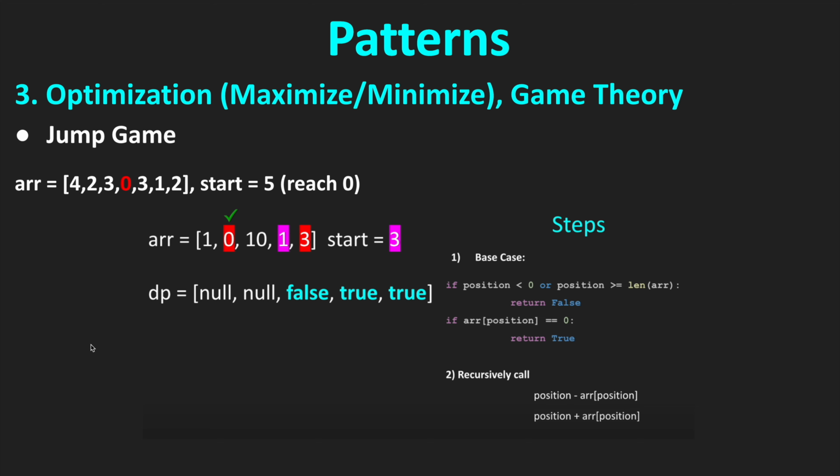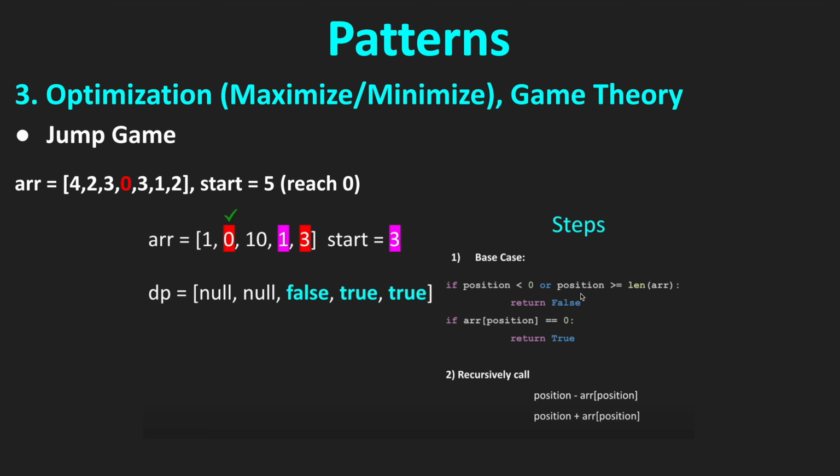Again, we are solving this problem using the dynamic programming bottom-up approach. So what we do is create an array with the size of our current array, let's take another example, and set the values initially for all of them to null.